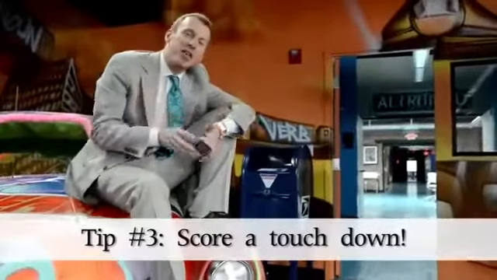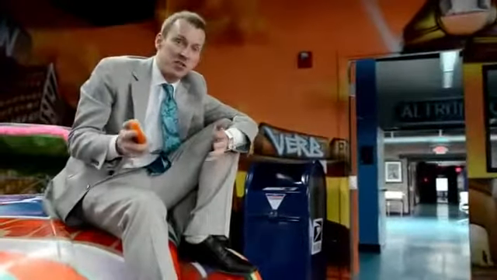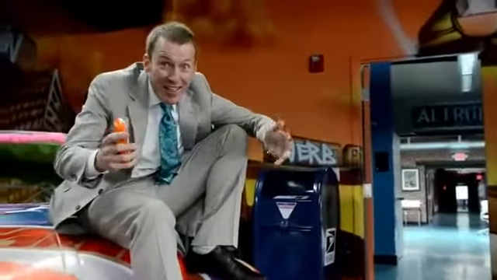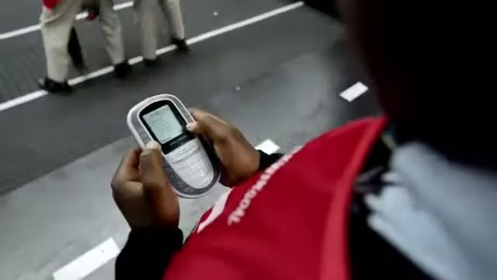Tip number 3, use the active expression to score a touchdown. One of our incredible teachers, Mrs. Bearden, actually turns her entire class into a football field, and the kids love it. The students then try to answer question number 1.